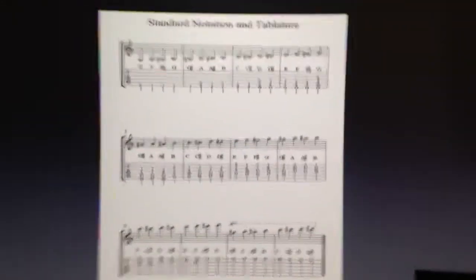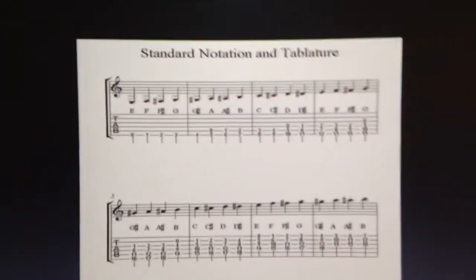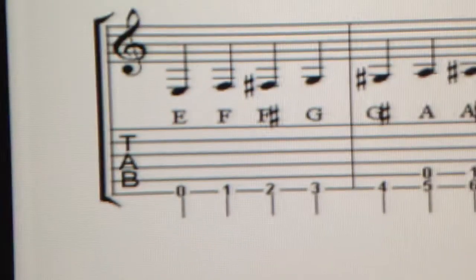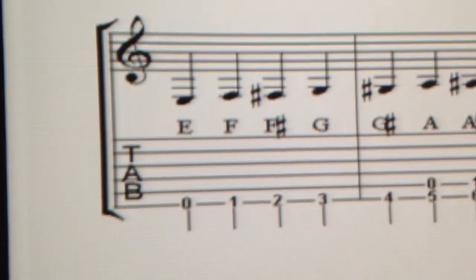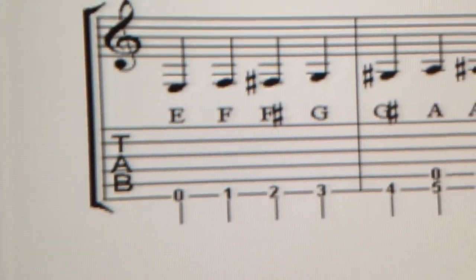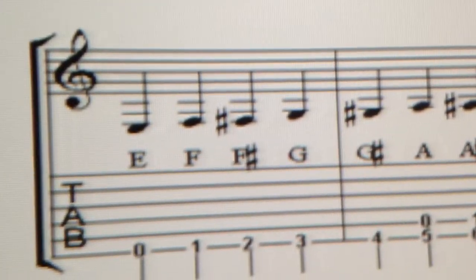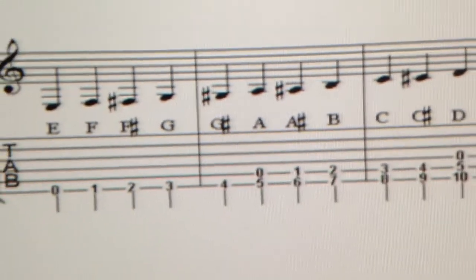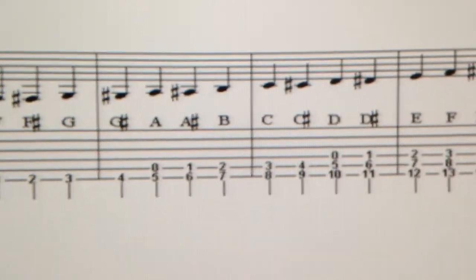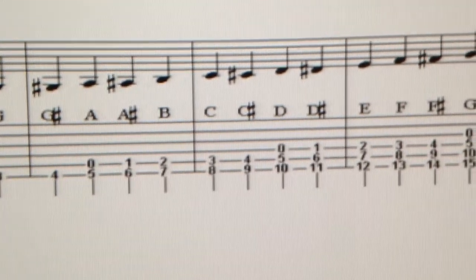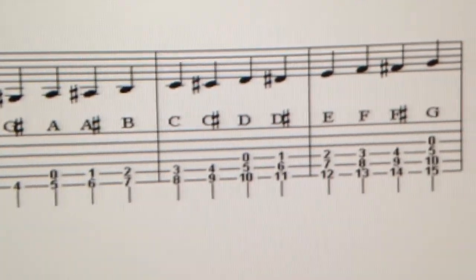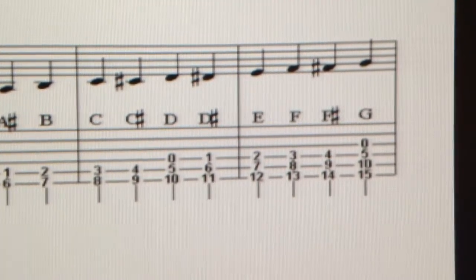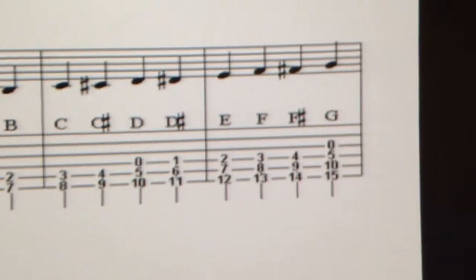Here we have the treble clef as it relates to tablature for guitar. Now, the treble clef is only used for the guitar. Bass guitar will use the bass clef. But for guitarists, they're pretty much just stuck playing that treble clef. So what these numbers mean down here is the note you see on the treble clef relates to a fret position and a string position.